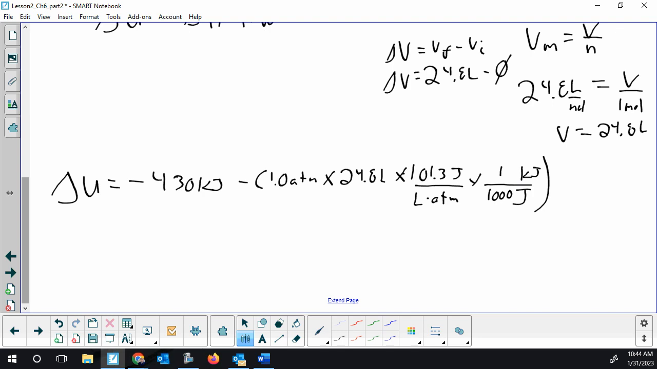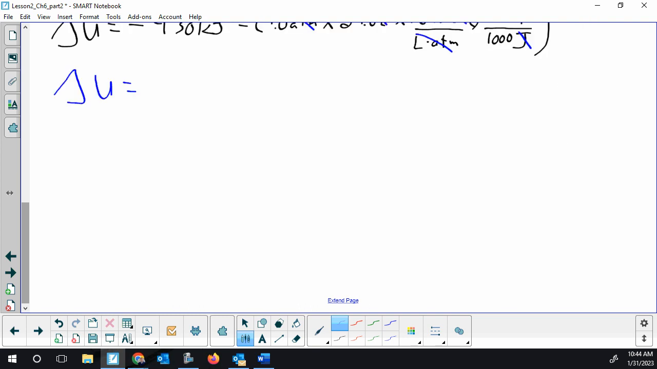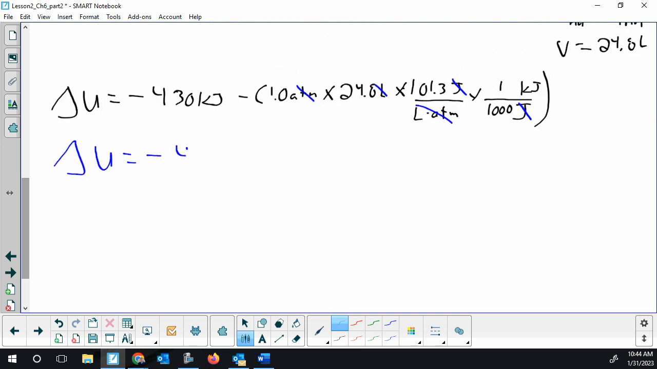I didn't bother converting my joules in the lesson 1 example because I didn't have to, but here we want to compare kilojoule units. So atmospheres, liters, joules. So our change in internal energy, I want to leave this as 2 pieces so we can do our comparison, is minus 430. Our second piece comes out to 2.5 kilojoules.